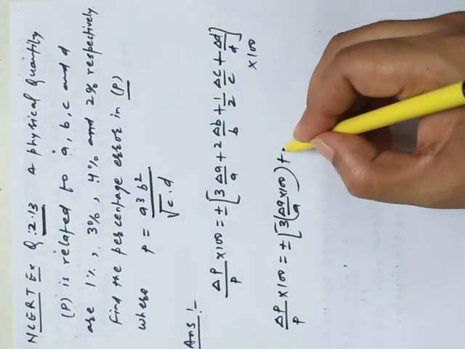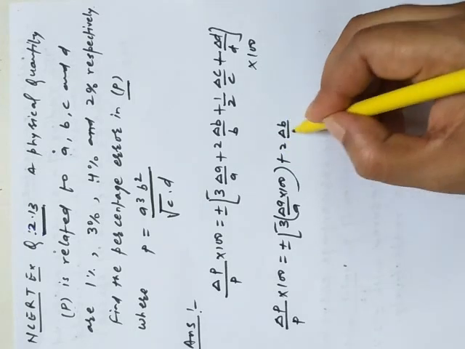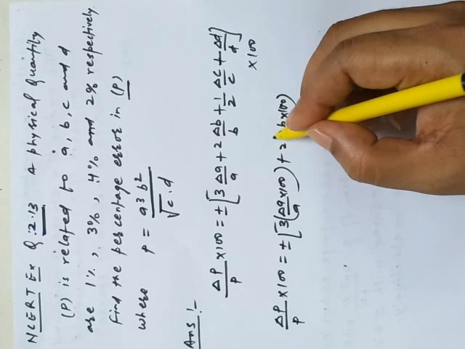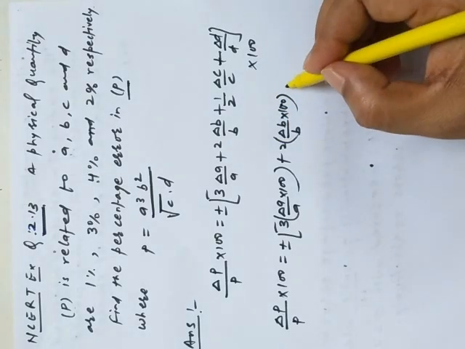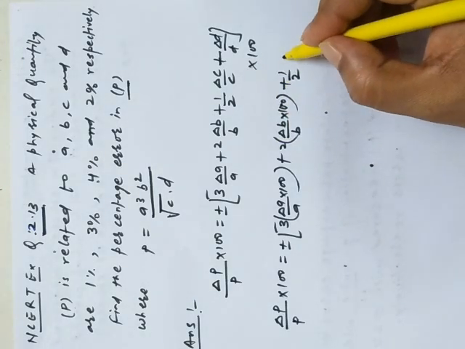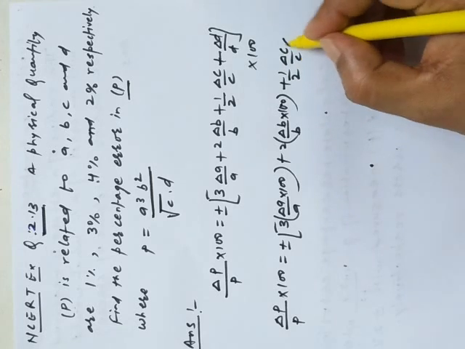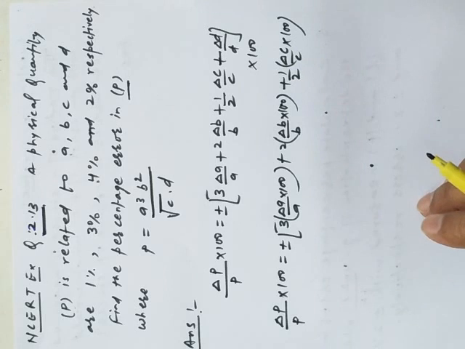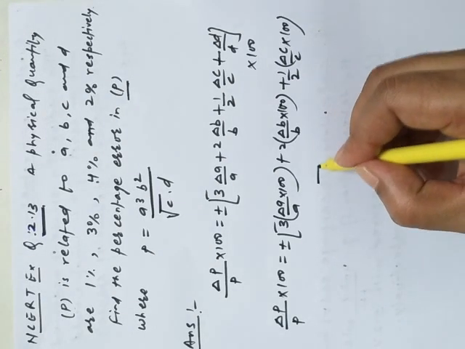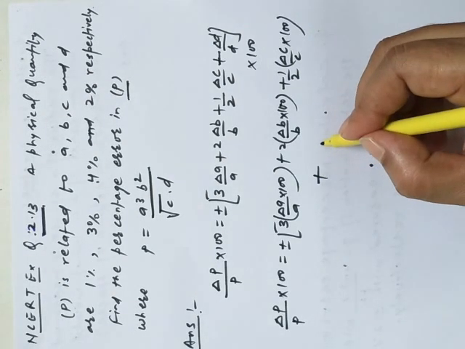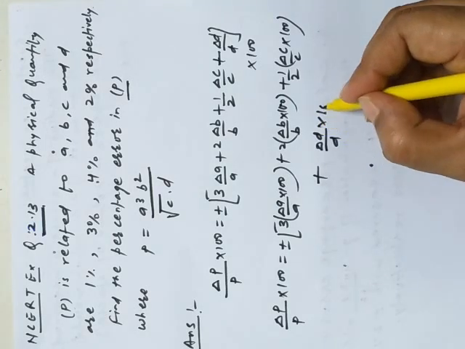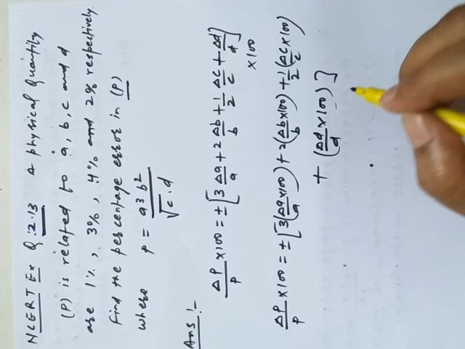Plus 2 delta B upon B multiplied by 100, it is also given as 3%, plus 1 upon 2 delta C upon C into 100 in the bracket, and that is given in the question as 4%, plus delta D upon D into 100, and that is given as 2% in the bracket.